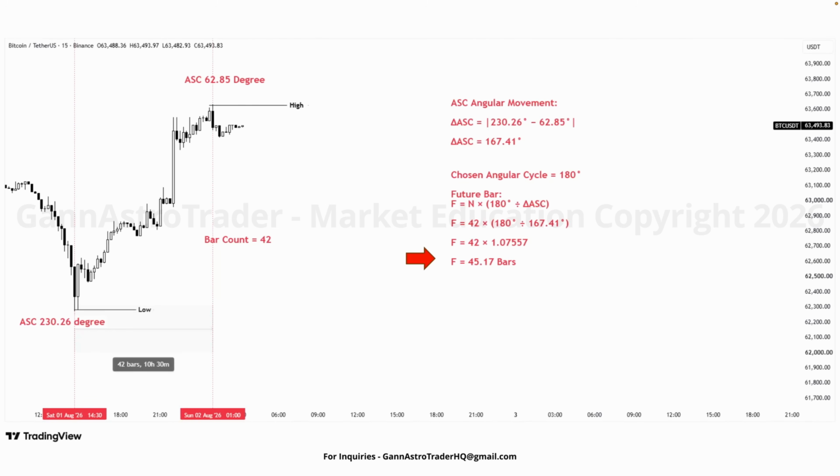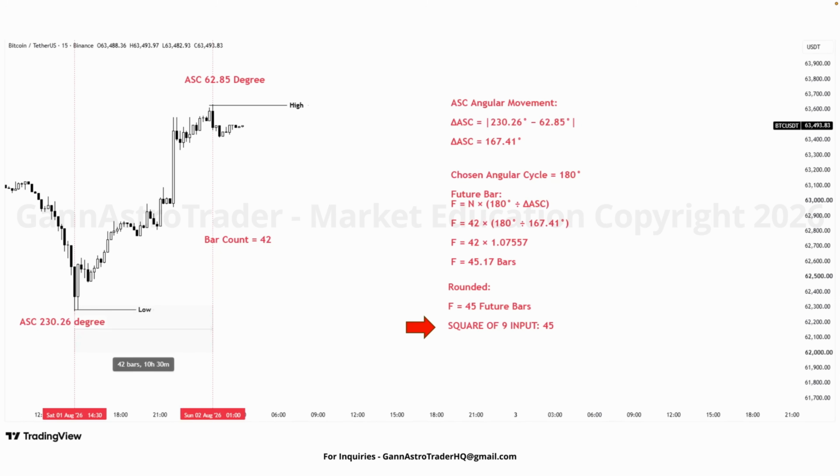Now we take this calculated value of 45 bars and bring it to the Gann Square of 9. The important point here is that the Square of 9 is not being used to calculate the original cycle. The 45-bar value has already been calculated from the relationship between price, time, and ascendant movement. We are now using the Square of 9 to expand this calculated value into additional future time cycle values.